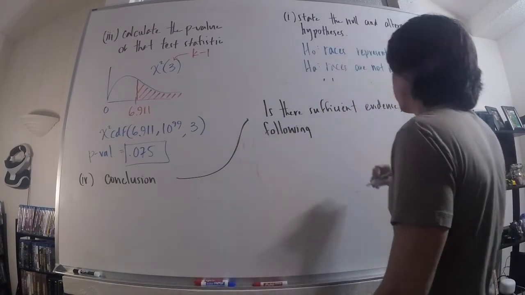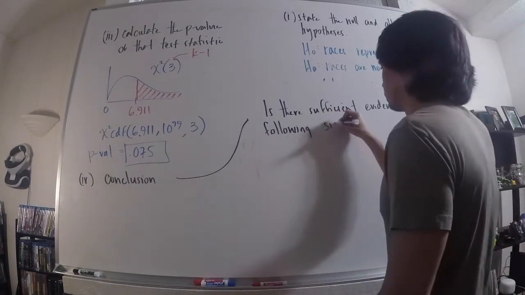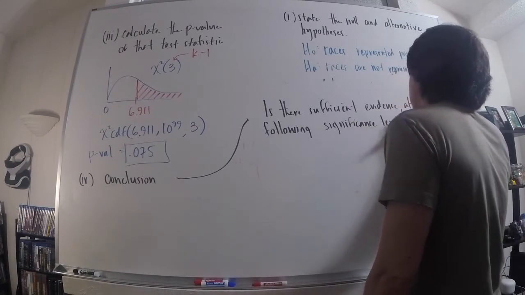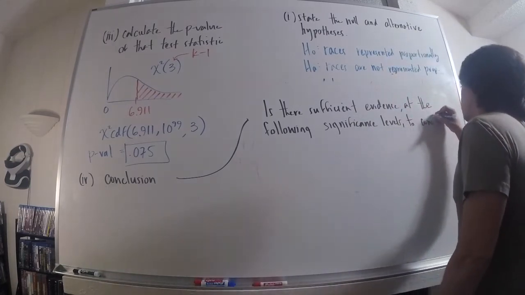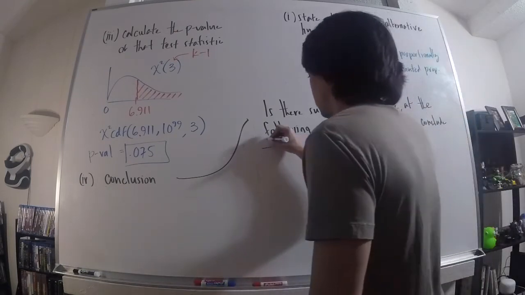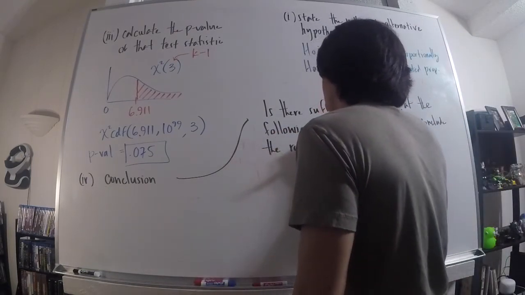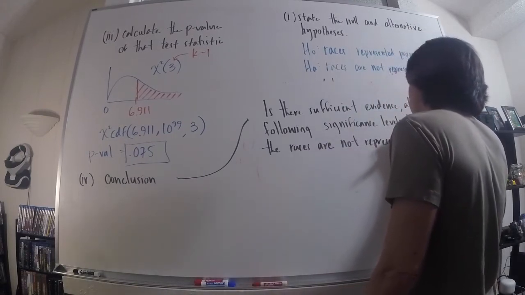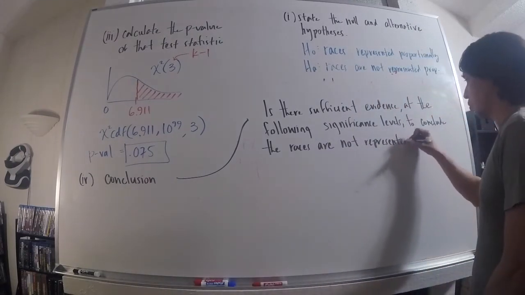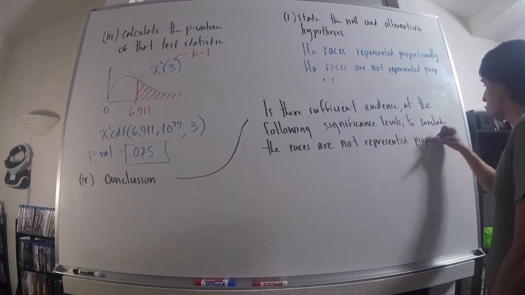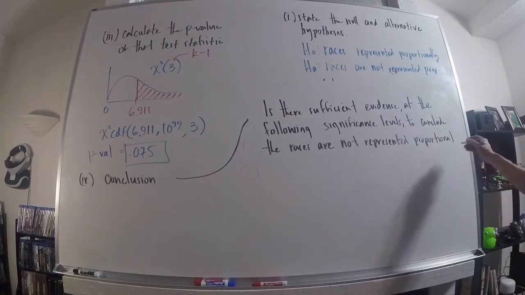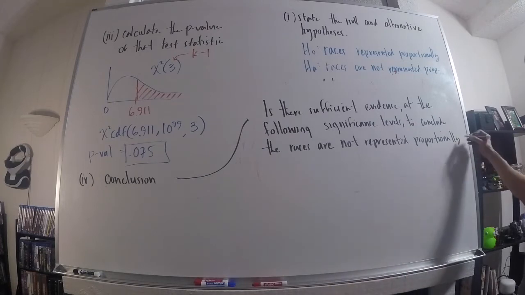Is there sufficient evidence at the following significance levels to conclude the races are not represented proportionally? We need significant evidence to go with that they are not represented proportionally. We give people the benefit of the doubt unless there's strong evidence that something is wrong. Let me see. Is there sufficient evidence at the following significance level to conclude that races are not represented proportionally?